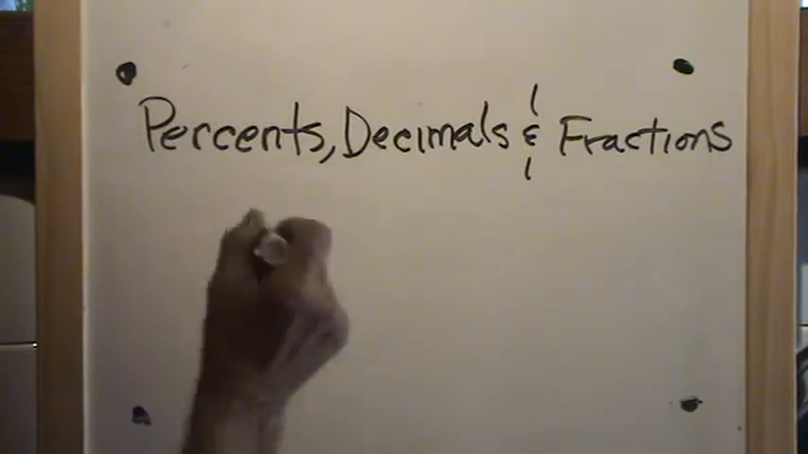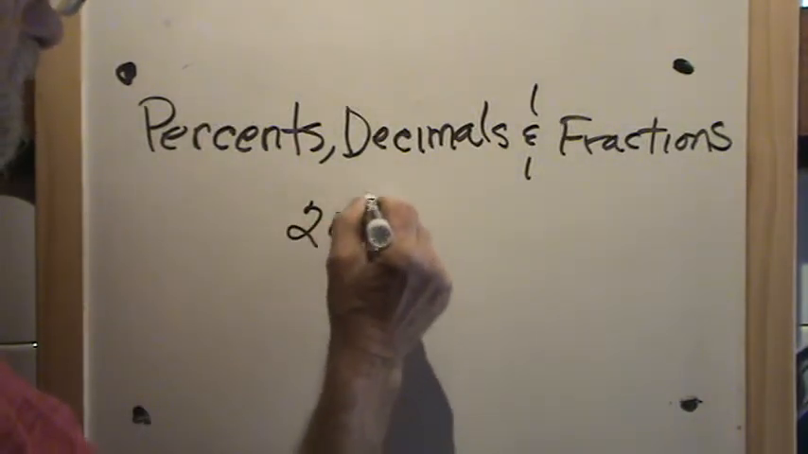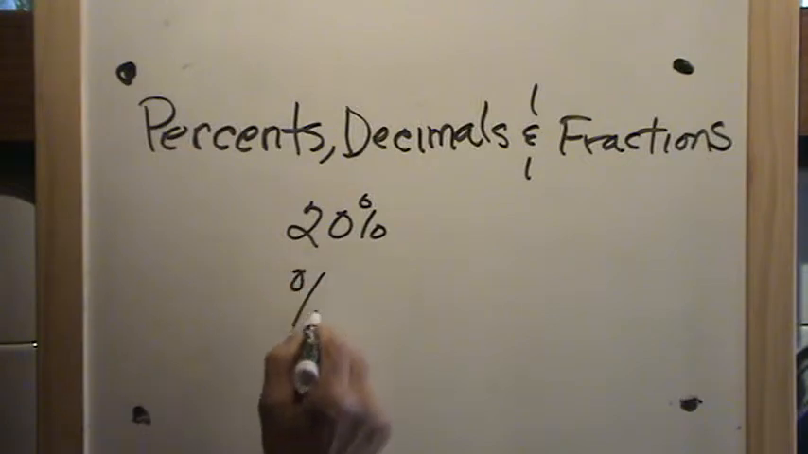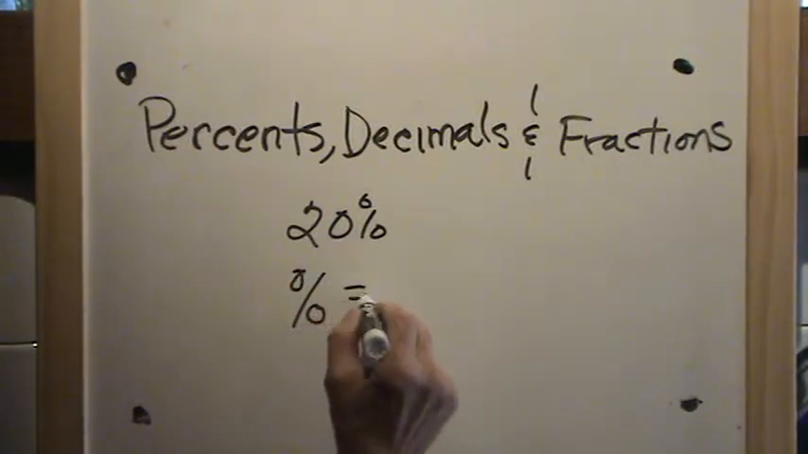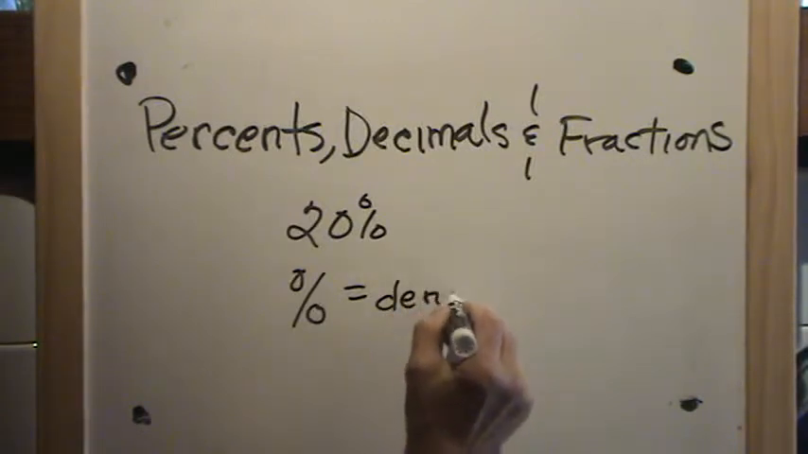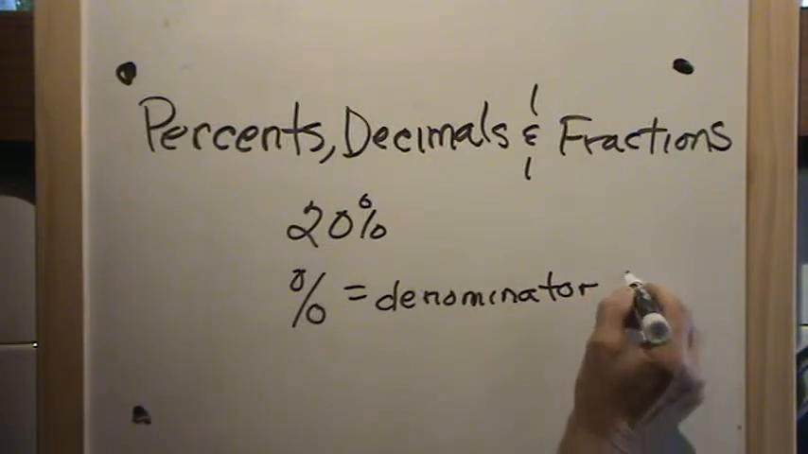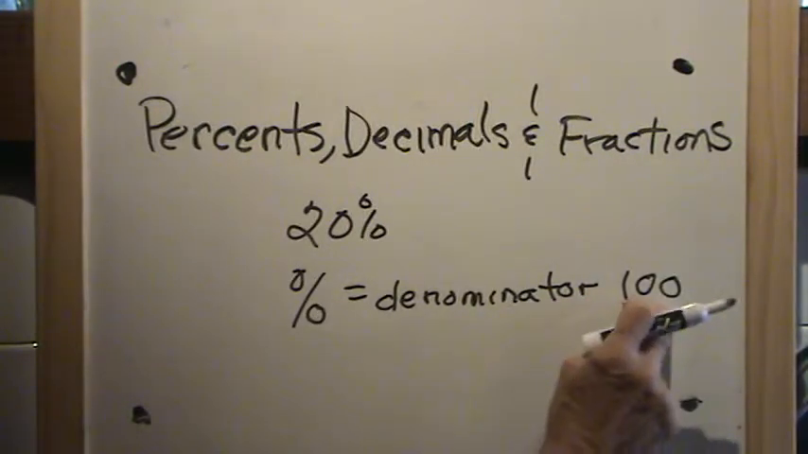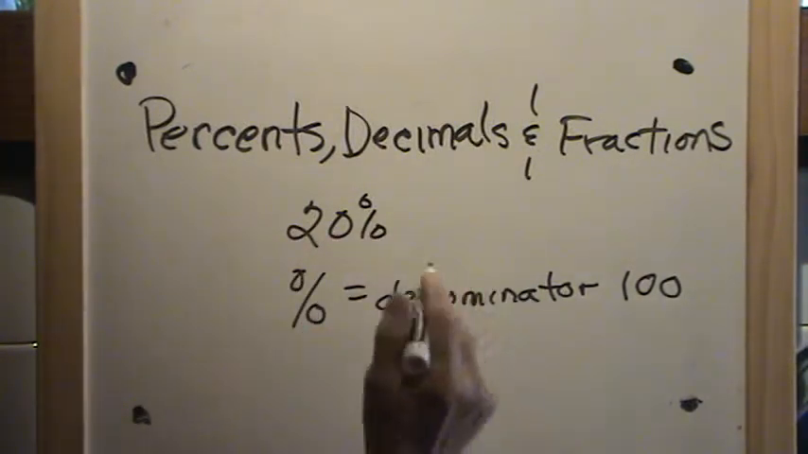Well, let's take a look at percents. 20%. Well, it's important for us to realize that this symbol, the percent symbol, means denominator 100. That's what that means. This percent sign means denominator 100.